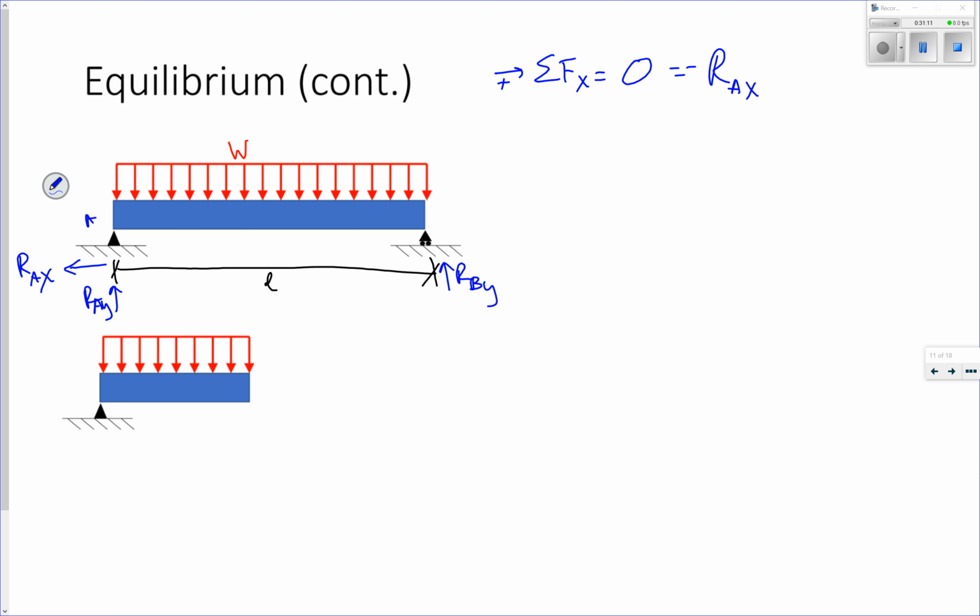If I solve for the sum of the forces in the x direction, I find that my horizontal component is equal to 0. If I solve for the sum of the forces in the y direction, with up as positive, that's going to be equal to 0. I have in the positive direction the vertical component, the y component of my reaction at A, the vertical component of the reaction at B, and in the negative direction I have W times L.